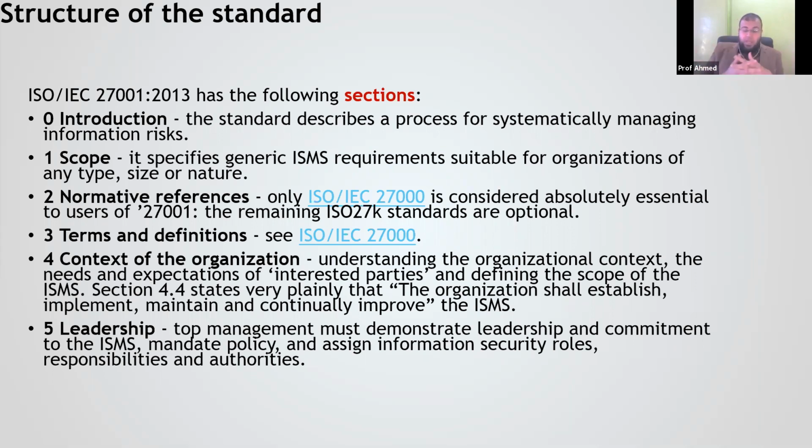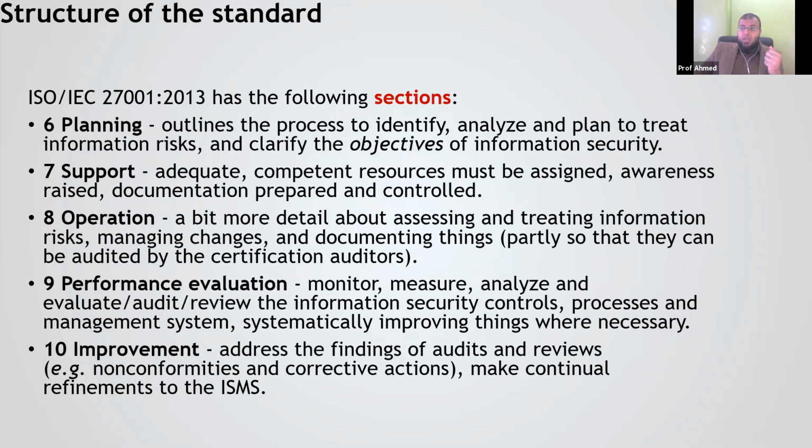Number 5, then in the leadership clause, this is what we call the upper management commitment. Show me the upper management commitment: approving the policies, performing the reviews, and assigning roles and responsibilities for information security. Number 6 is the planning. In the planning, you have to mention the information risk management process that you have, the risk assessment process, and then also the treatments. Show me your information security risk objectives.